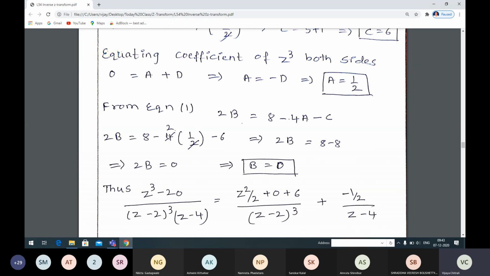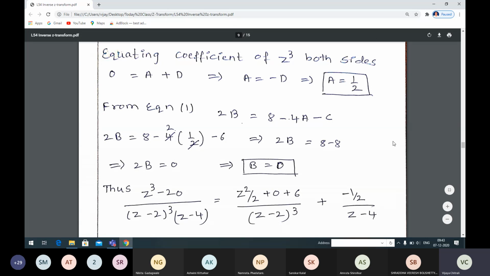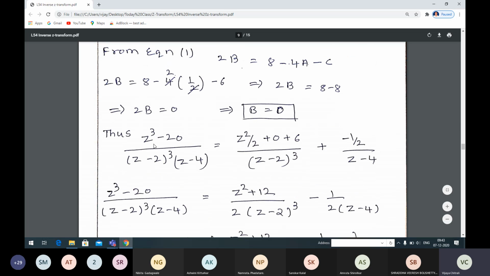2 ones are 2, 2 twos are 4. So 2b, this 8 will be as it is. Minus 2 minus 6 is minus 8. So 2b is equal to 0. 8 minus 8 is 0, right? So 2b is equal to 0. So b is equal to 0. Now substitute. Thus what do we have?